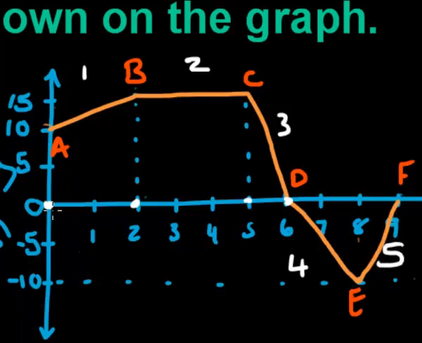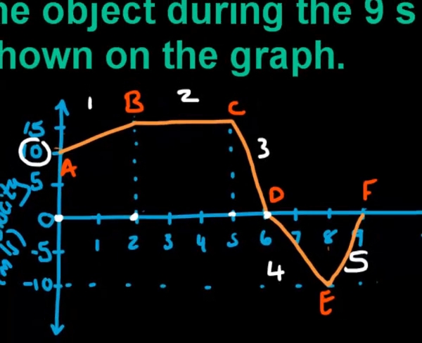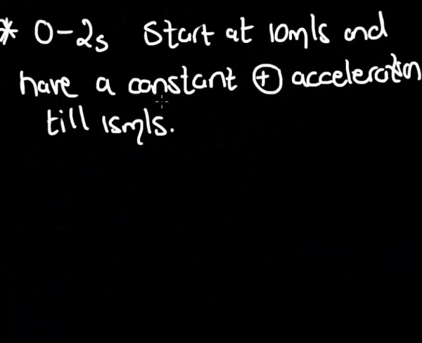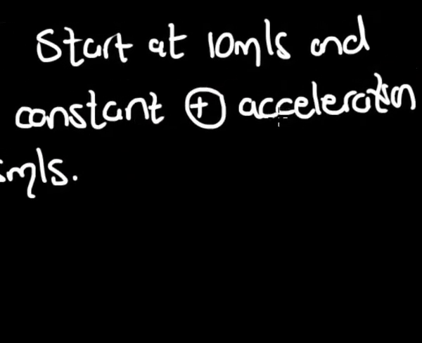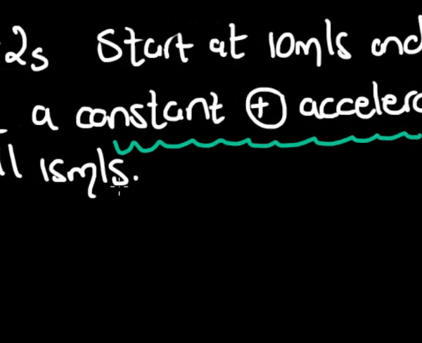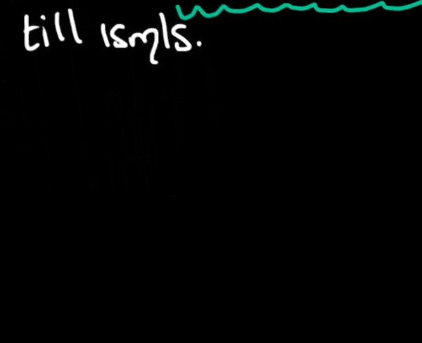Now let's start off from the 0 to the 2 seconds. We can see that we started at 10 meters per second and, because this is a straight diagonal line upwards, we're traveling at a constant acceleration until 15 meters per second. So from 0 to 2 seconds, we start at 10 meters per second, as we said, and have a constant positive acceleration. So this is the motion that I'm describing till it reaches 15 meters per second.